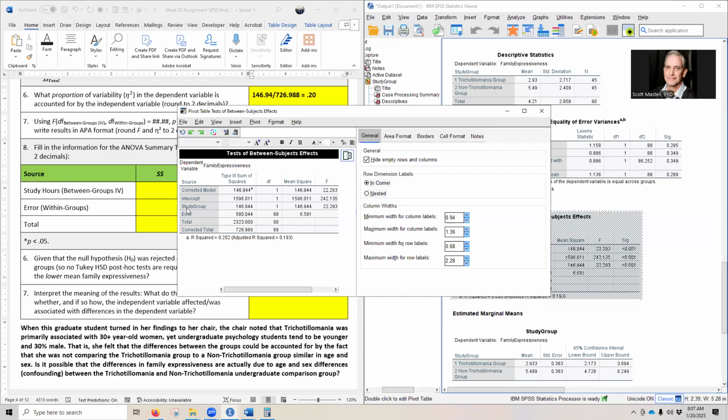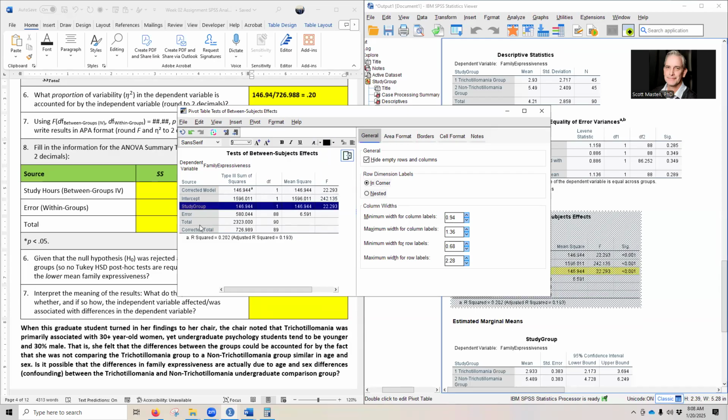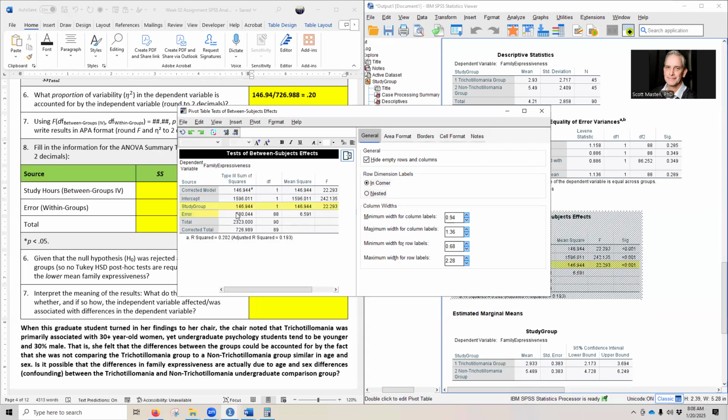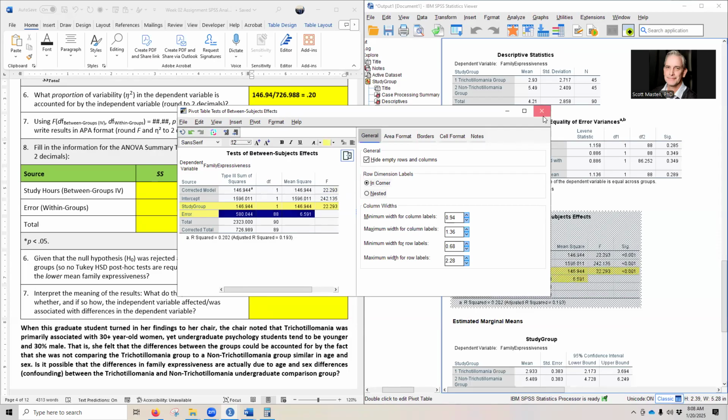So if I highlight the study group row, I got it all. I think you can change this to yellow. Let's see if that works. Oh, it did. Totally cool. And error we need as well, so I will highlight that one as well. You don't have to do this. This is just because it's easier theoretically to see things if you highlight them.